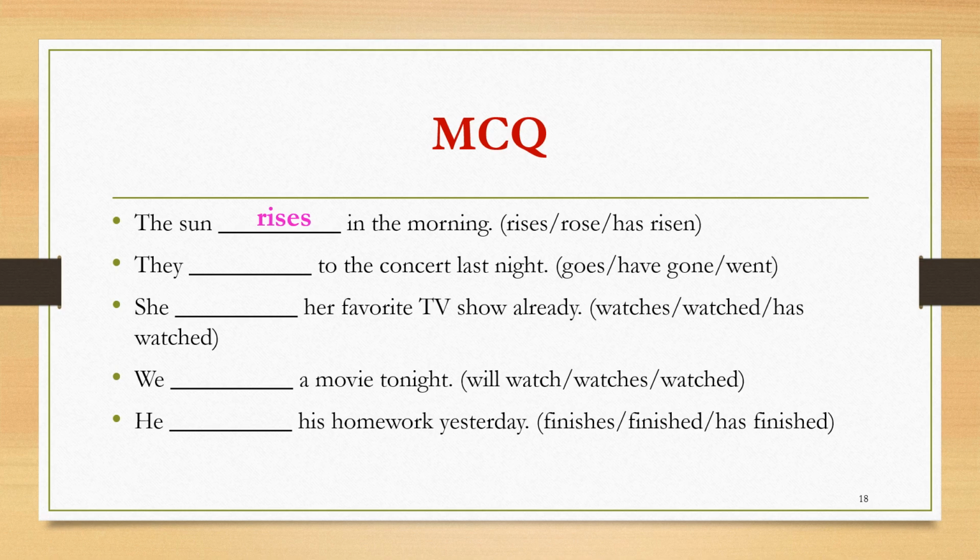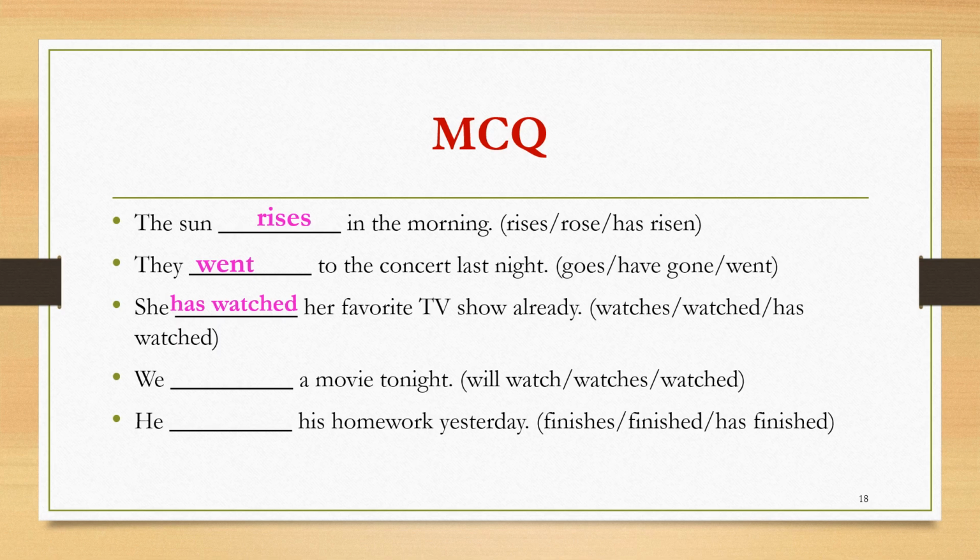They to the concert last night. Last night, it's a past, it's a specific time in the past, so the action has ended. We use the simple past. They went. Went is the past form of the verb to go. She something her favorite TV show already. With already, without thinking, use present perfect: has watched.